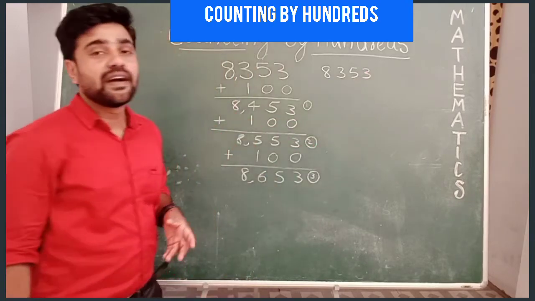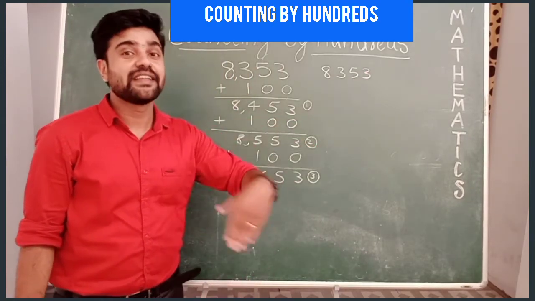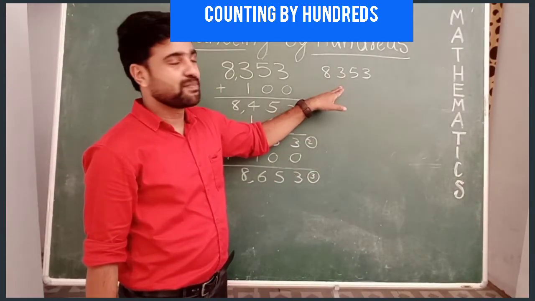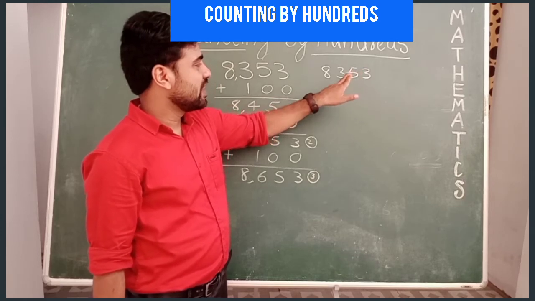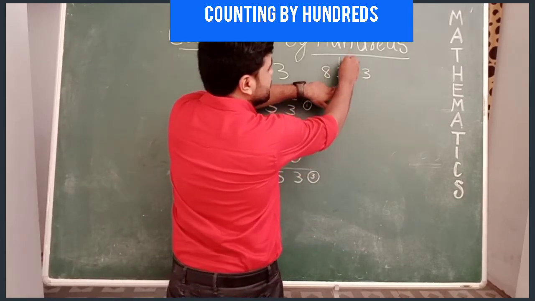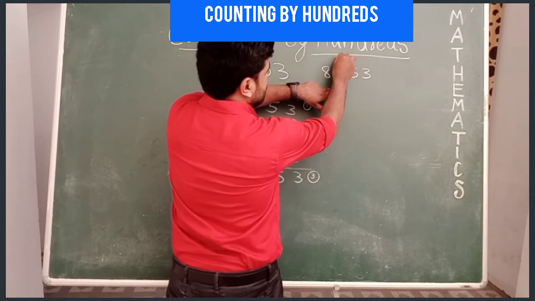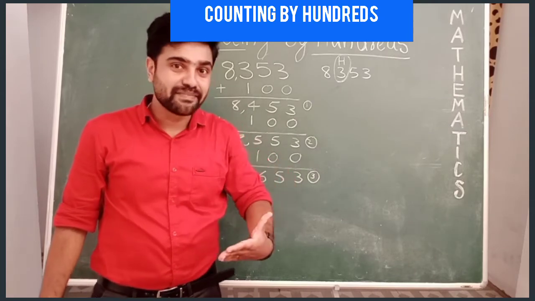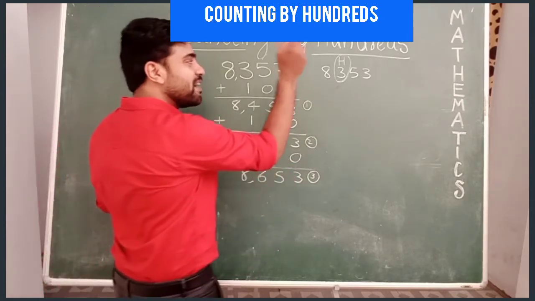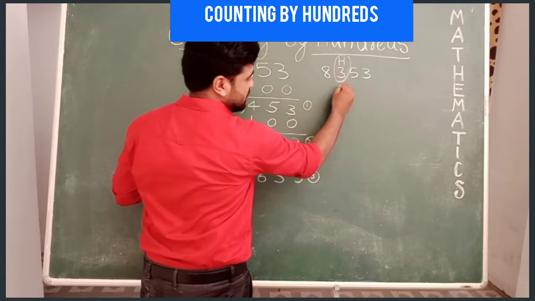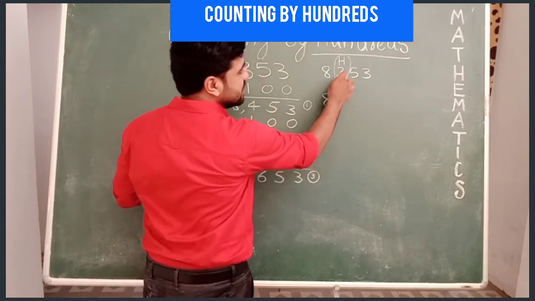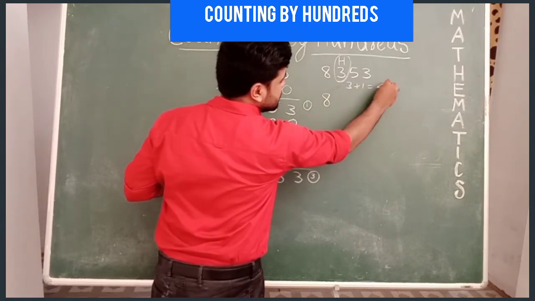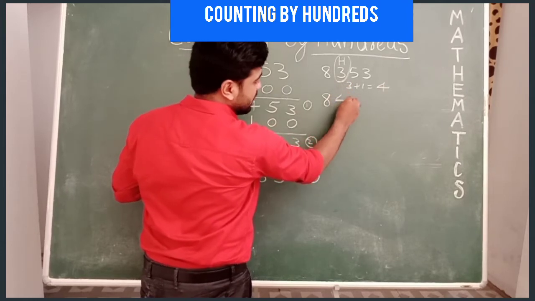8,353. Counting by hundreds, we have to write the next numbers. Then find out the digit in hundreds place. Ones, tens, hundreds. Number 3 is in hundreds place. Then for getting the next numbers, it is very easy. Add 1 to the number in hundreds place. 8,353. 3 is the number. Write the next number. 3 plus 1, that is 4 is the next number. Write that number.